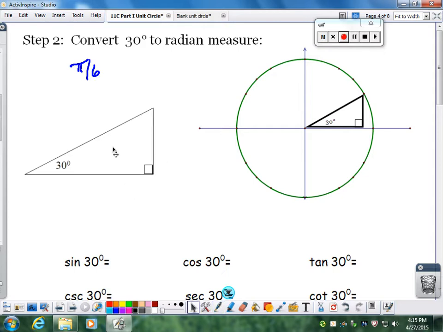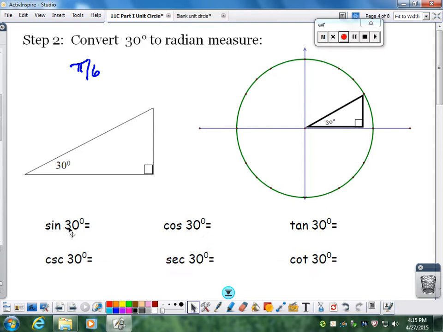Alright, let's move this up some so we can see what we're doing here. Now you're just going to put this immediately on your unit circle. But let's get it set up to figure out what we're going to put on that unit circle. Remember our radius is 1. So in a 30, 60, 90 triangle, the short leg is half the hypotenuse, and the long leg is the square root of 3 over 2. So the coordinate where a 30-degree angle hits our circle is square root of 3 over 2, 1/2.